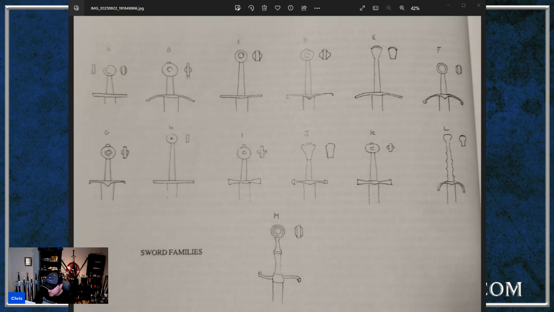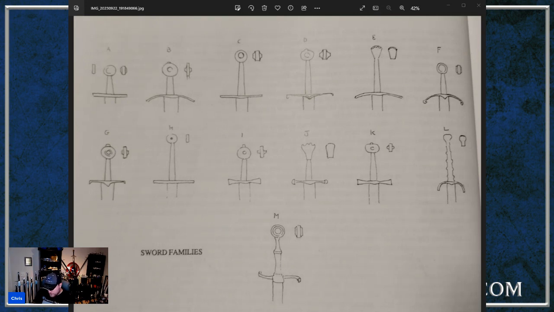So his artwork: it's a very short hilt, very wide, flat wheel pommel with a very prominent central boss and a fairly thin cross arching toward the blade. So that is family B.